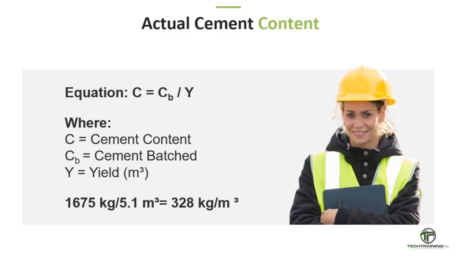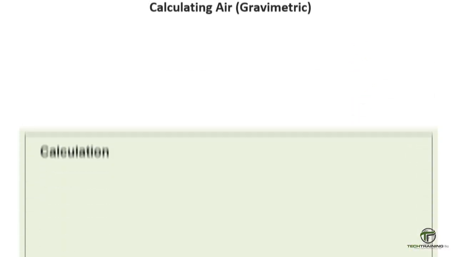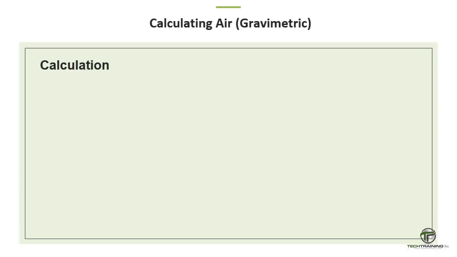This is sometimes a tough concept for some. But think of it this way. If the amount of concrete is increasing, or over-yielding, with 1,675 kilograms of cement batched, then the cement per cubic meter has to decrease. And finally, let's calculate our air content, gravimetric.